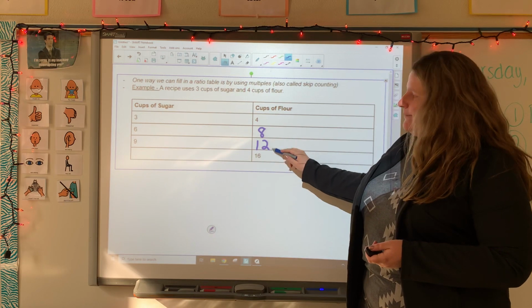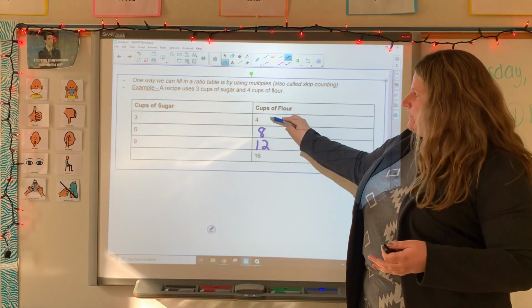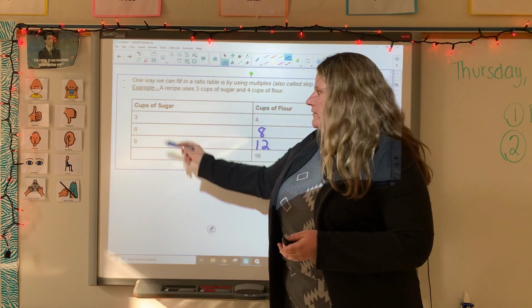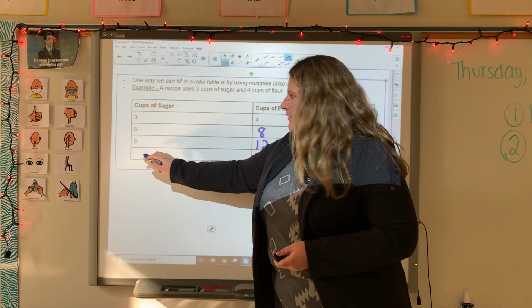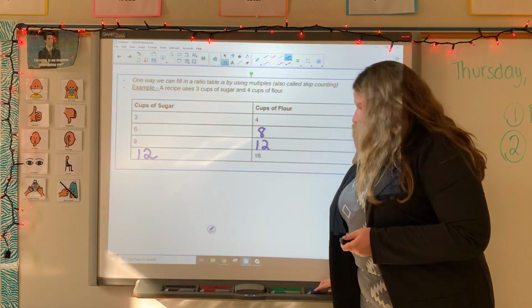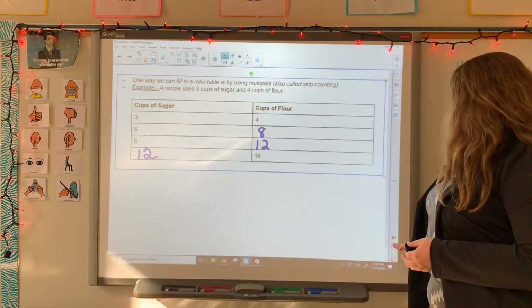And I can see here, here's my blank, I gotta fill that one in, so I'm gonna look over here, and again, I'm adding 4 flour. So we notice every time we add 4 flour, we add 3 sugar. So 3, 6, 9, I'm gonna add 3 more, and I get to 12. So that's one way to solve a ratio table.